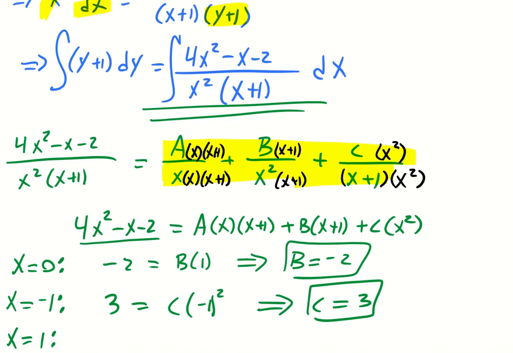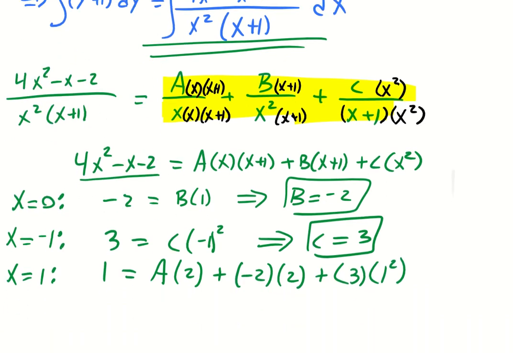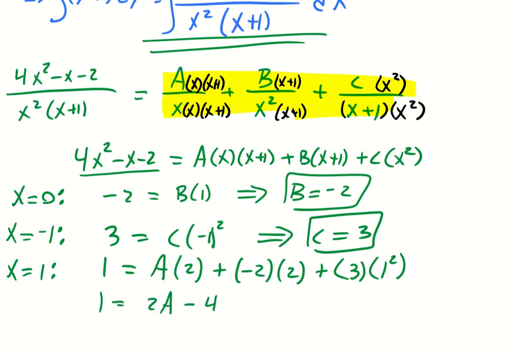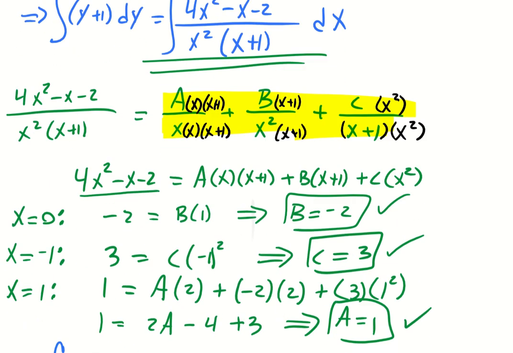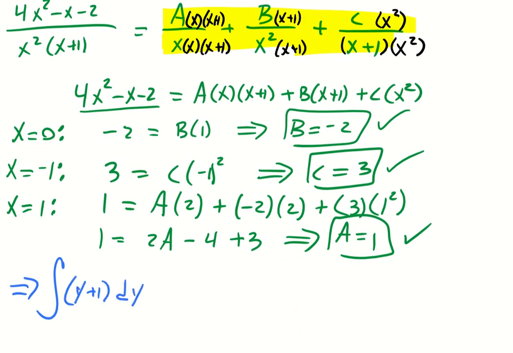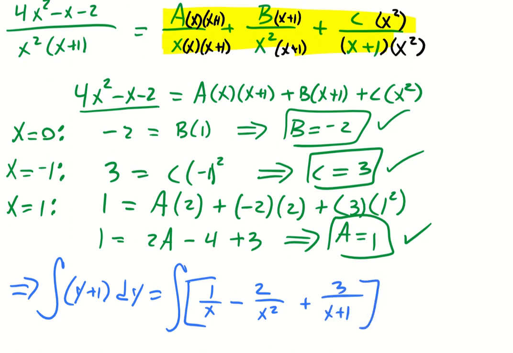And then we can just pick 1 for x. And then we would get, on the left-hand side, just a 1. And so we have A times 1 plus 1 is 2. We can substitute that B in, so minus 2 times 1 plus 1, 2, plus C, that happens to be 3, times 1 squared. So then we have 1 is equal to 2A minus 4 plus 3, so A must be 1. So we have our A, our B, our C. Now we could rewrite our expression. The left-hand side is the same thing, the indefinite integral of y plus 1 dy is equal to the indefinite integral of 1 over x minus 2 over x squared plus 3 over x plus 1 dx.